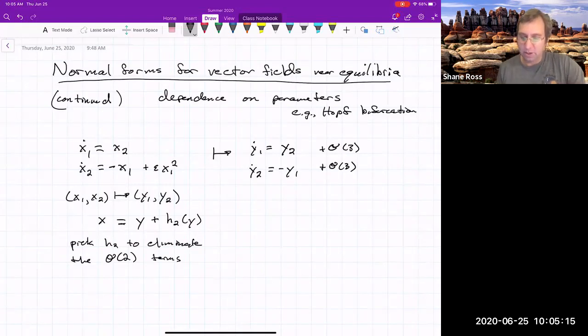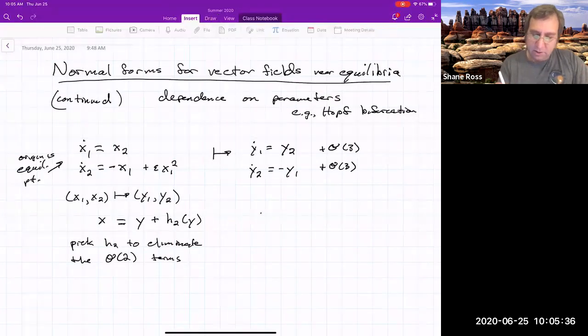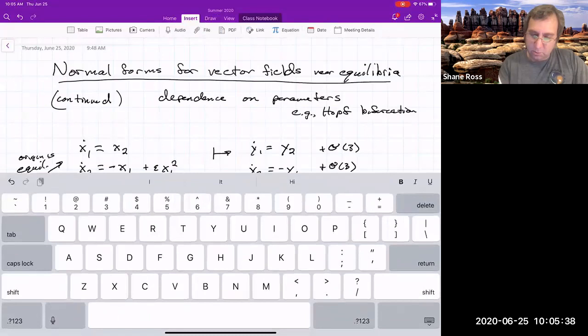And remember, we're thinking about what are the dynamics near an equilibrium. In this case, the equilibrium we have in mind is the origin. So the origin is the equilibrium of interest. And we're doing a nonlinear change of variables. I won't give what it is explicitly, but I did want to give you a picture of what is going on here.